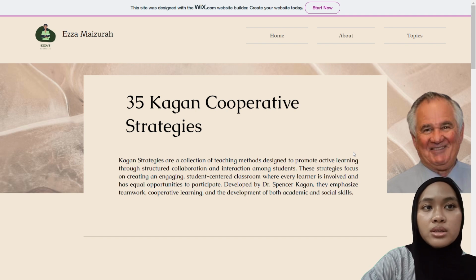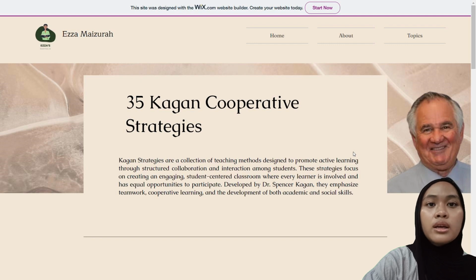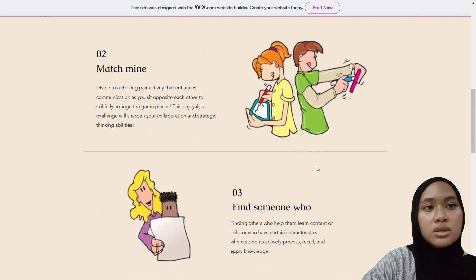Now for our last section today, we have Kagan cooperative strategies. So what are Kagan cooperative strategies? As a future teacher, I selected 5 Kagan cooperative strategies that I can use in the future, which are RallyRobin, Mix Pair Match, Find Someone Who, Timed Pair Share, and Numbered Heads Together.